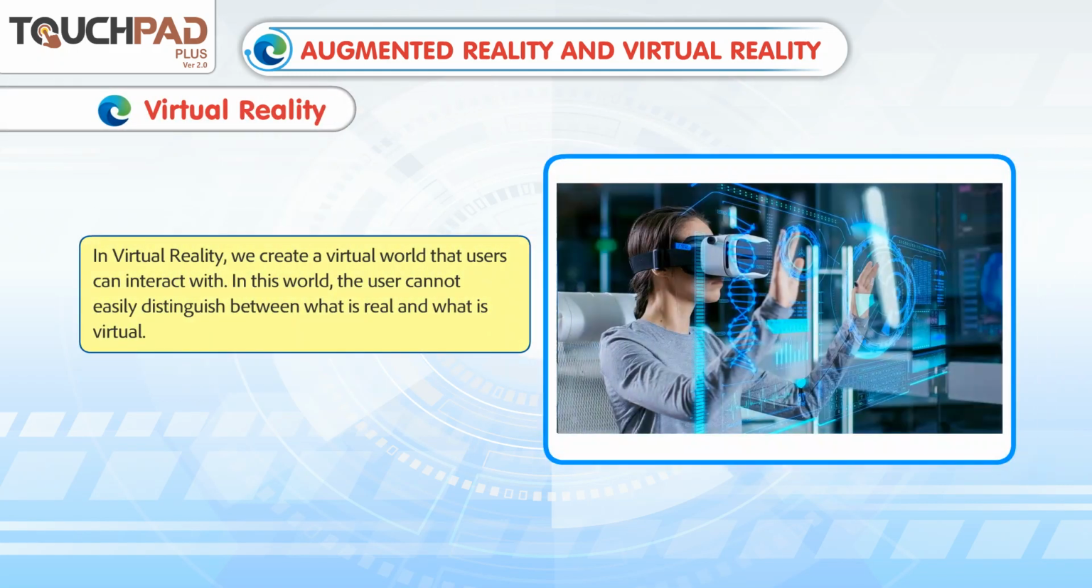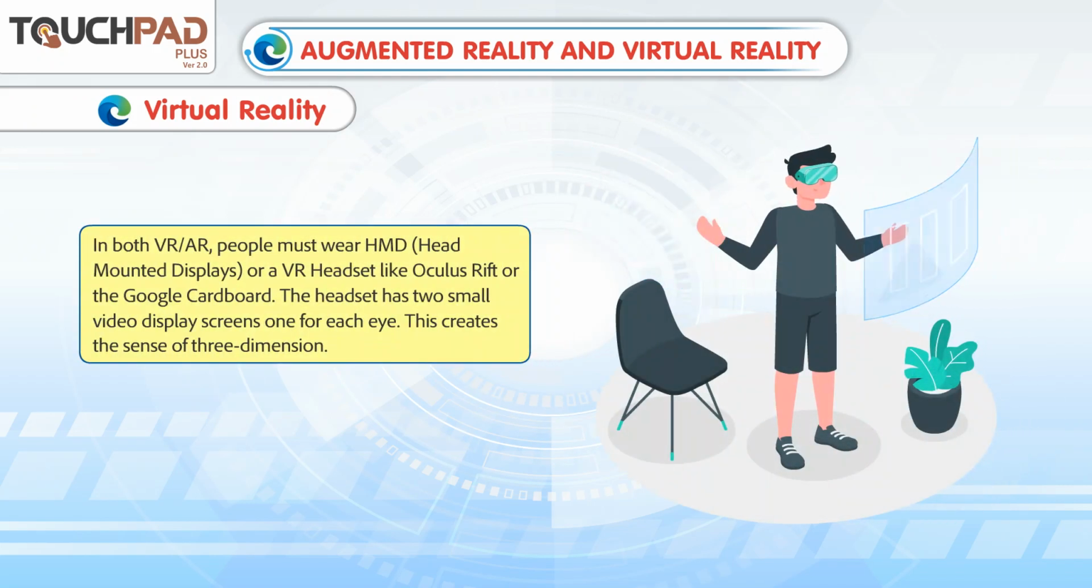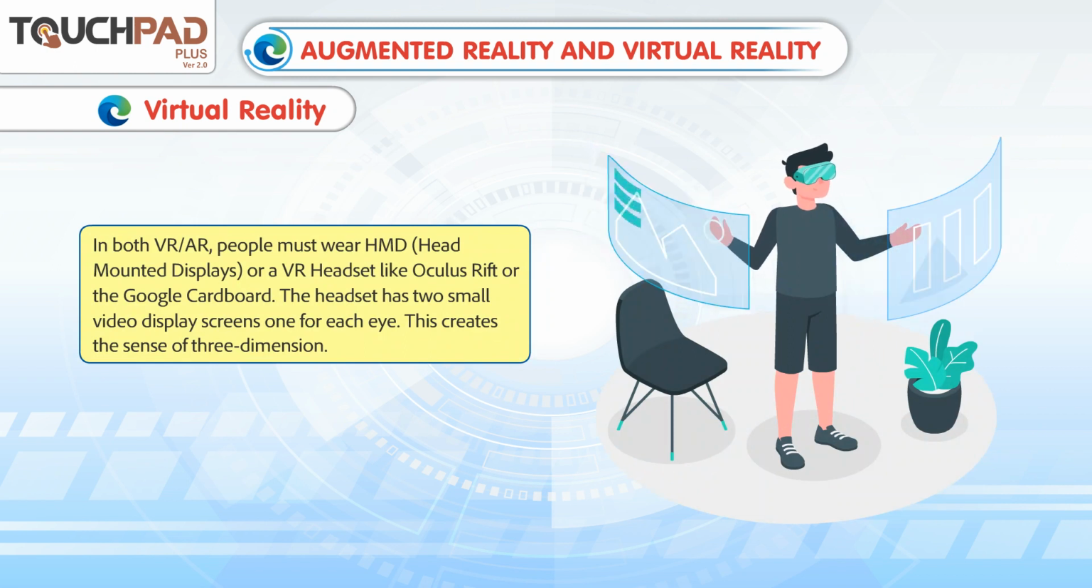Virtual reality. In virtual reality, we create a virtual world that users can interact with. In this world, the user cannot easily distinguish between what is real and what is virtual. In both VR and AR, people must wear HMD, head-mounted displays, or a VR headset like Oculus Rift or the Google Cardboard. The headset has two small video display screens, one for each eye. This creates the sense of three dimensions.